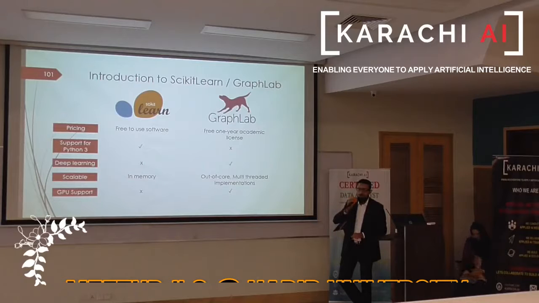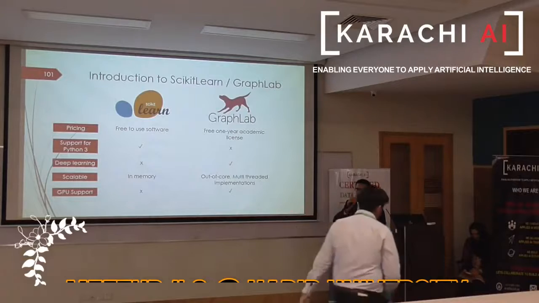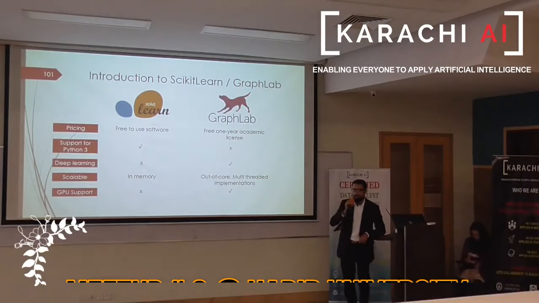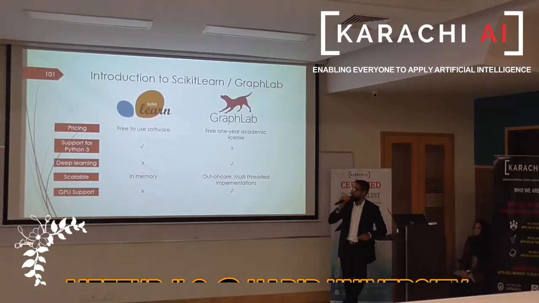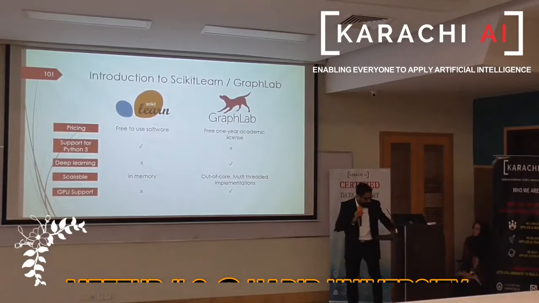In terms of deep learning algorithms, the support is there in GraphLab, but it's not there in scikit-learn. In terms of scalability, scikit-learn is scalable as a function of the main memory it has. But in GraphLab, you can do a multi-threaded implementation. And in terms of GPU support, it is there in GraphLab, but not currently in scikit-learn.